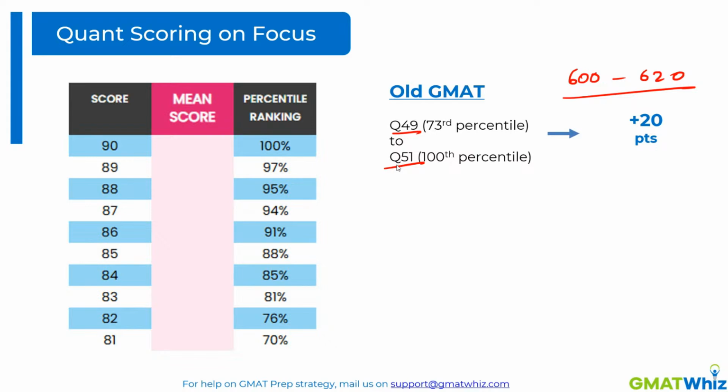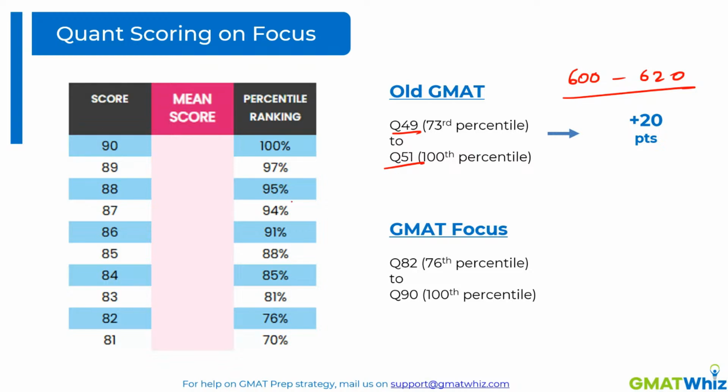Because earlier, it didn't make a lot of sense to put in a lot of effort on quant. That 20-point jump required a lot of hard work to move from the 73rd percentile to the 100th percentile on quant. So there was a lot of effort needed for that 20-point jump.